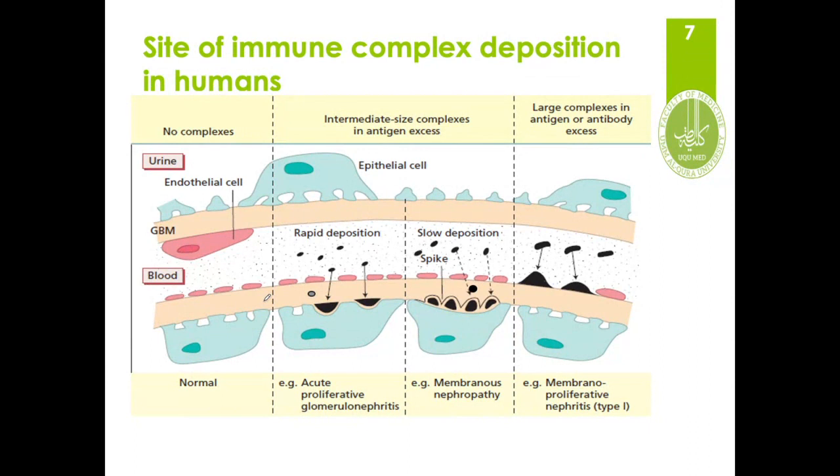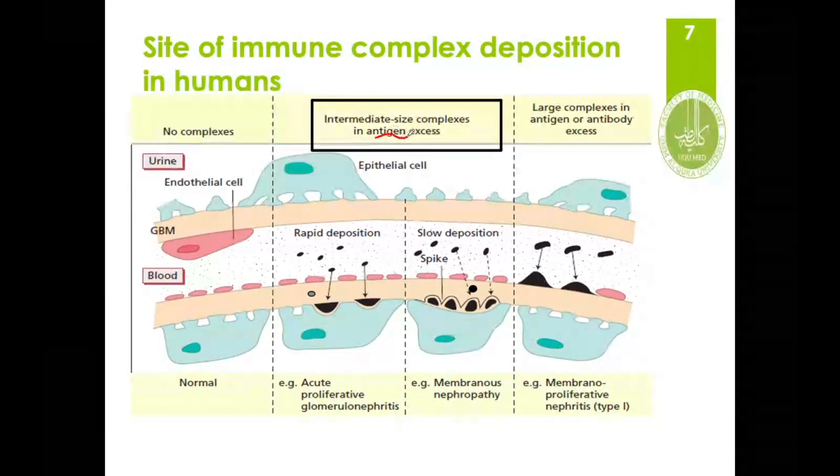But if there are intermediate size complexes, and if they are in antigen excess, then what will happen? They will first very rapidly deposit. They will cross the endothelium and the basement membrane, and they will deposit here at the subepithelial region. An example is acute proliferative glomerulonephritis, and the conditions are post-streptococcal glomerulonephritis, PSGN, or lupus nephritis. In both these conditions, the size of the complexes is kind of small, and there is an antigen excess.